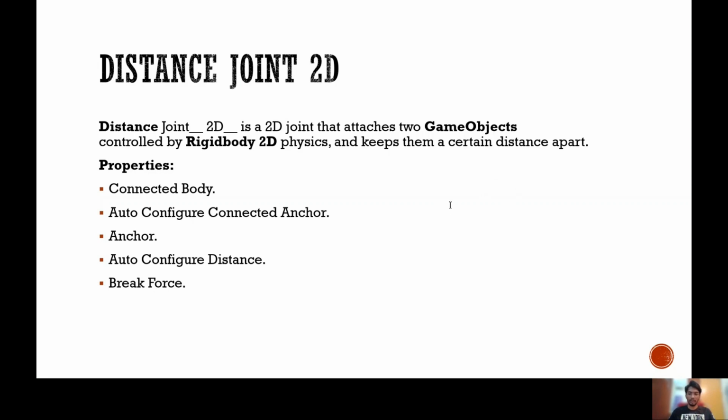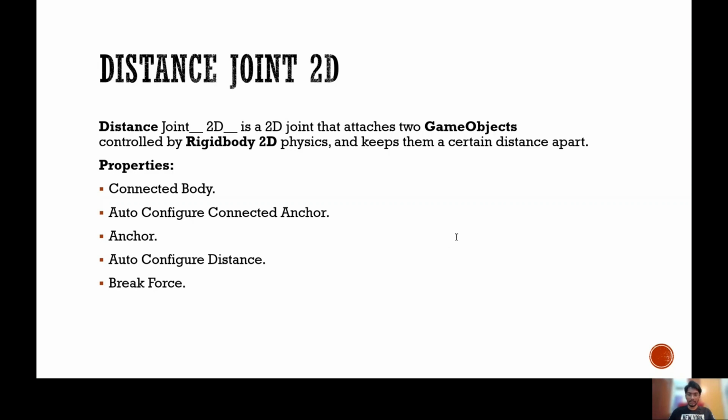Anchor. In terms of xy coordinates on the rigid body 2D, the end point of the distance joint 2D connects to the game object. Connected anchor: the xy coordinates on the rigid body, the end point of the distance joint 2D connects to the game object.